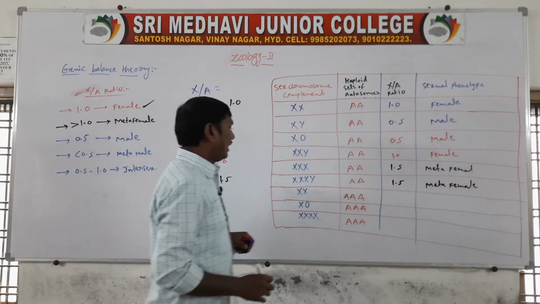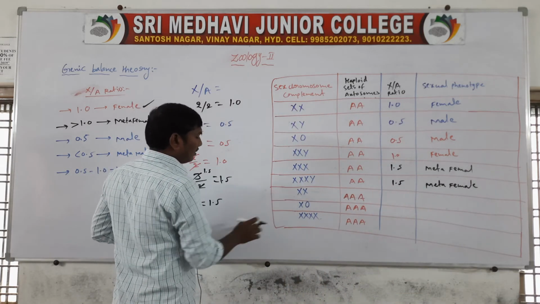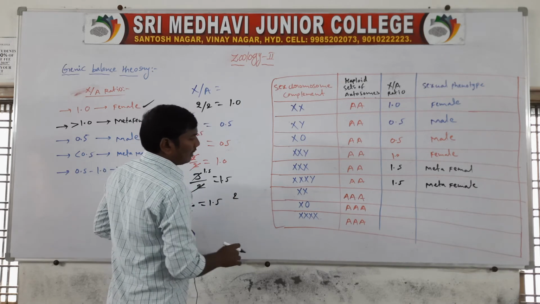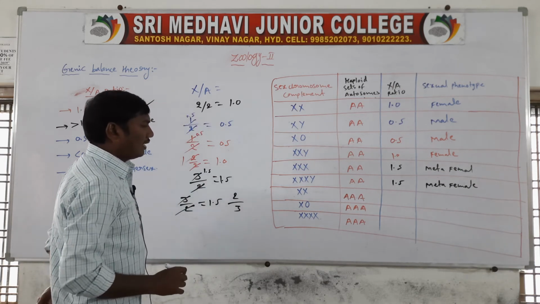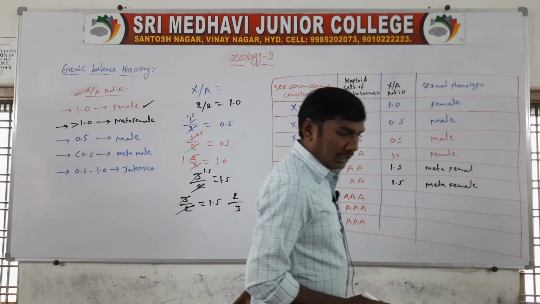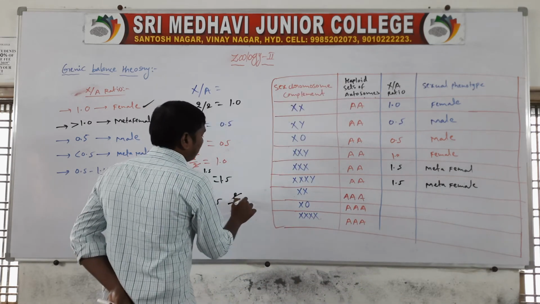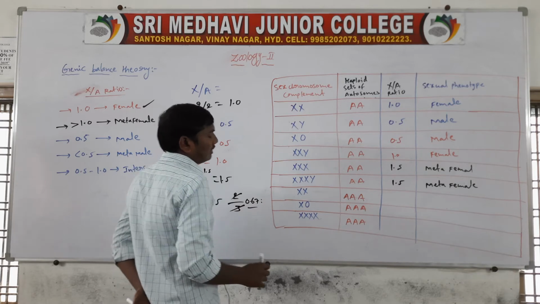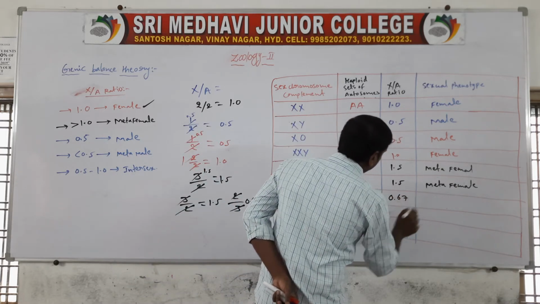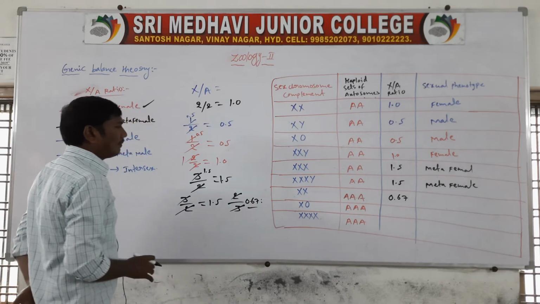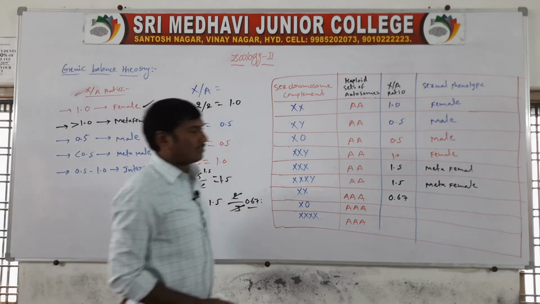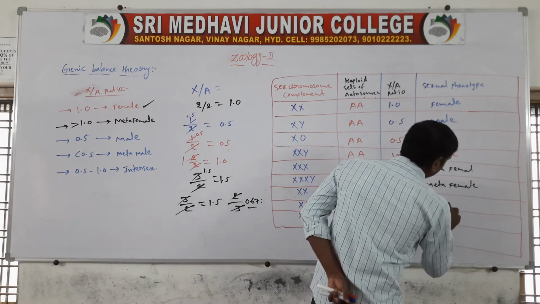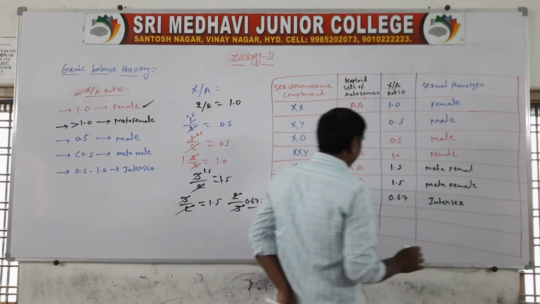Meta female. Next one, 2 X chromosomes by number of autosomes 3. So the ratio is 0.67. The 0.67 means it is between 0.5 and 1.0, so they are called intersex.